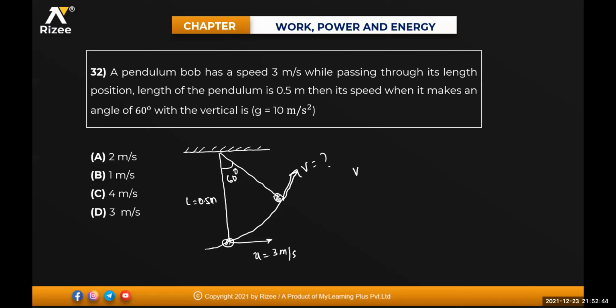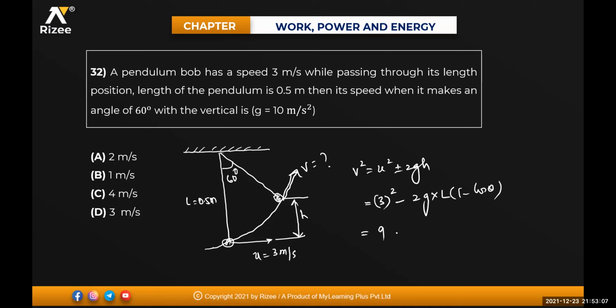Okay. I can use the relation v square is equal to u square plus or minus 2g into h. Initial velocity is 3 square, as the body is moving in upward direction, minus 2g into height. H will be equal to how much? So this is the height to which it has been raised. How do you write this h? H is equal to L into 1 minus cos theta.